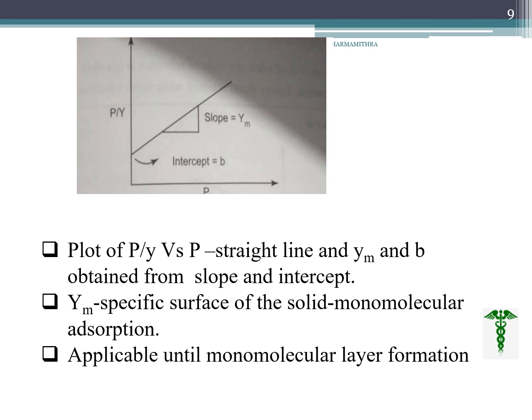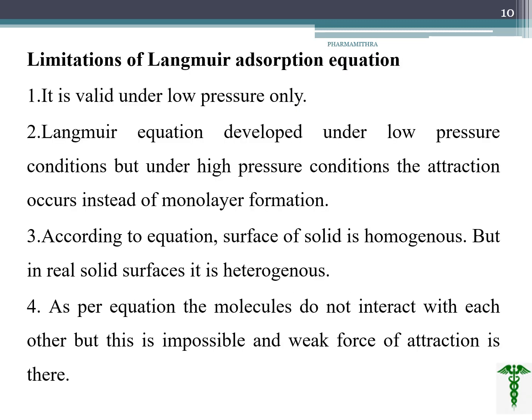Using that equation, if you plot P/y versus P, we get a straight line, with slope 1/ym and intercept 1/(ym b), where ym is the specific surface of the solid. In this isotherm also, we get a monomolecular layer. So this is only applicable to monomolecular layer formation. That is one of the limitations of the Langmuir adsorption isotherm.